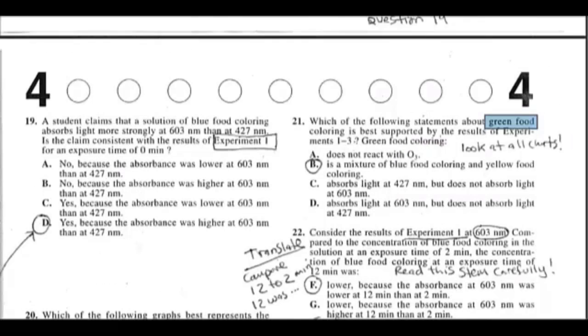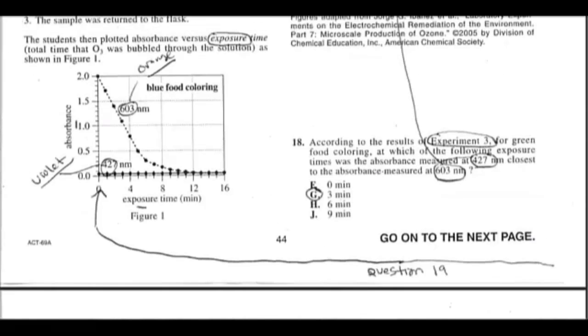Test 69A, Science Practice Problem number 21. 21 states, which of the following statements about green food coloring is best supported by the results of the experiments 1 through 3. We're going to go ahead and look at all of the experiments, so that means go back to the page.